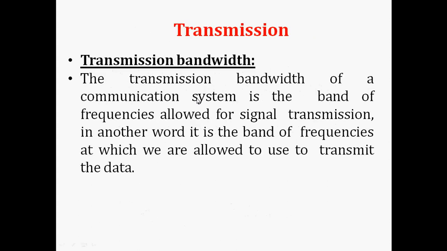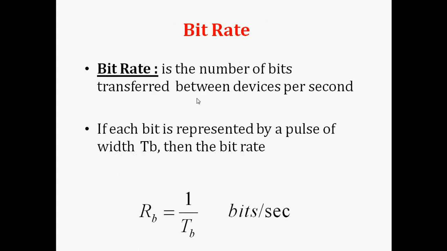Transmission bandwidth. What is transmission bandwidth? The transmission bandwidth of a communication system is the band of frequencies allowed for signal transmission. In other words, it is the band of frequencies in which we are allowed to transmit data, messages, or any kind of information that we want to transmit.